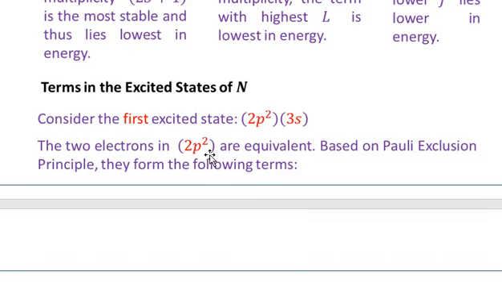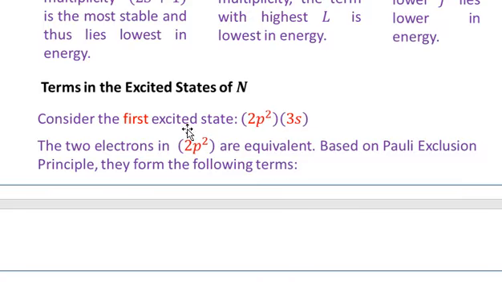The two electrons in 2p2 are equivalent. That is, we cannot discriminate between the two electrons in the 2p2 subshell. Based on the Pauli exclusion principle, they form the following terms.